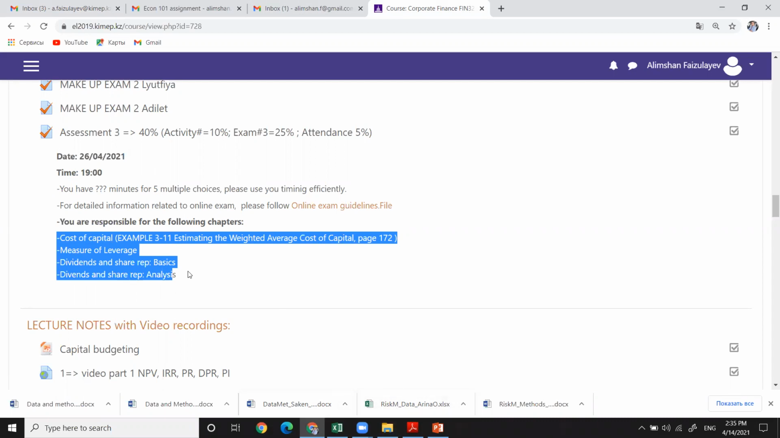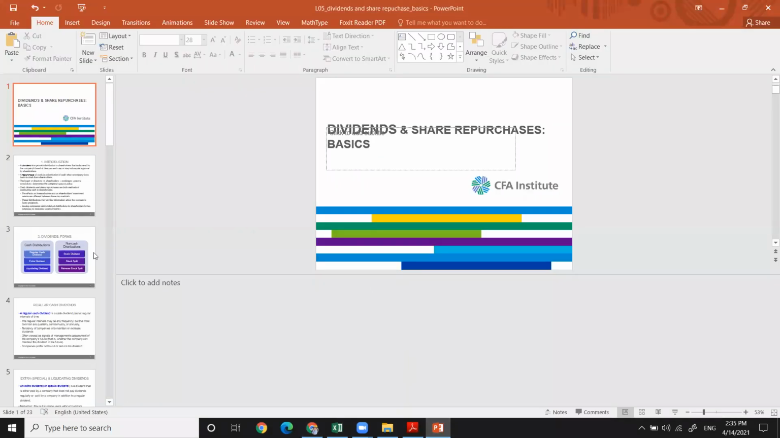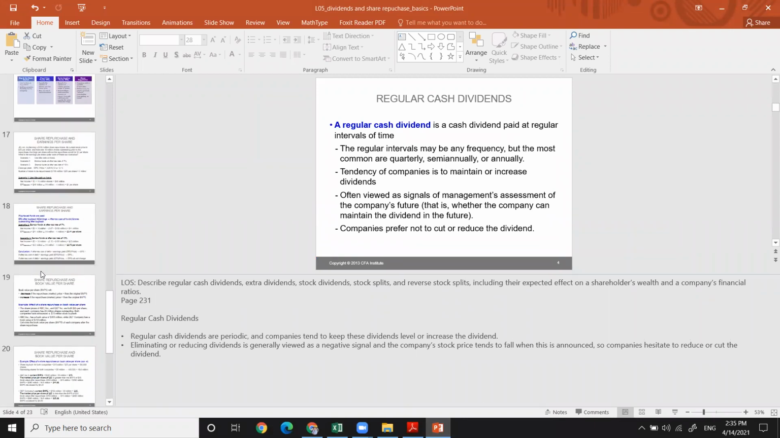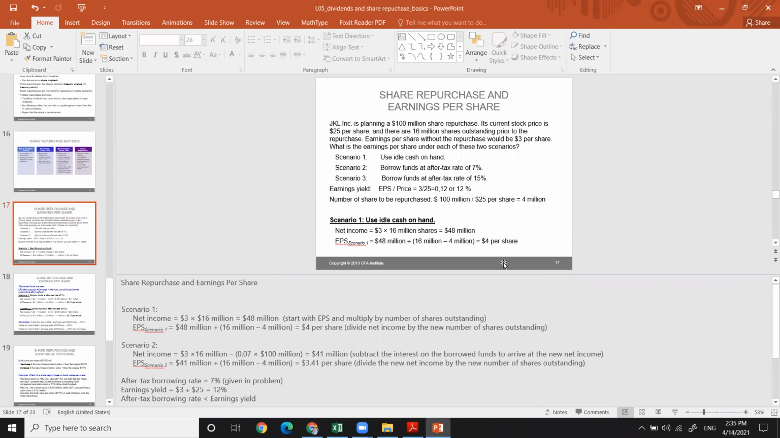Today we are going to go through the calculation-based questions one by one, so that if you have any questions, you may ask. We can discuss it, specifically from the chapters dividend share repurchase basics and dividend share repurchase analysis. Today I'm going to go over dividend share repurchase basics, and next week we're going to cover dividend share repurchase analysis. Talking about the basics, I want to go through the slides example quickly, just to remind you.